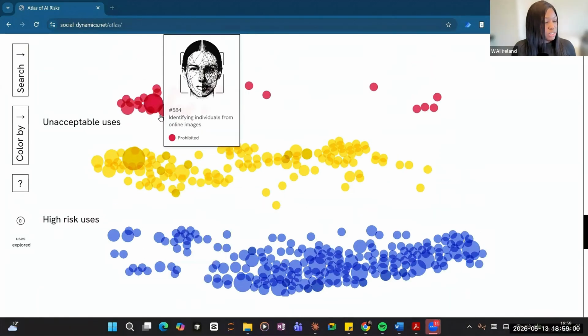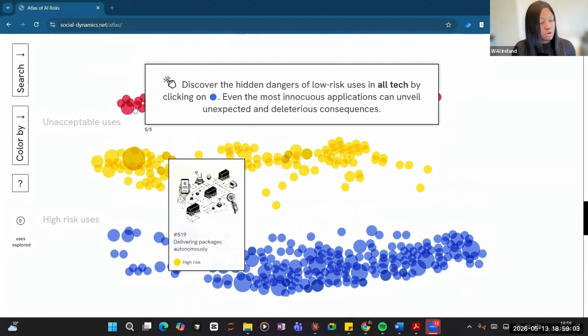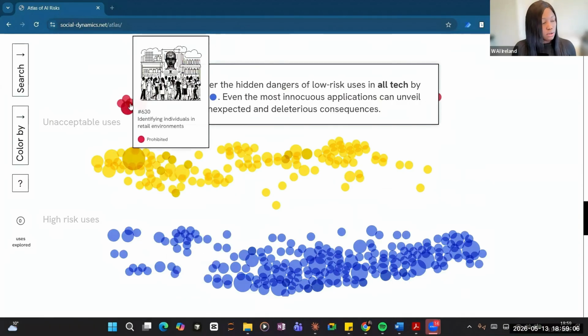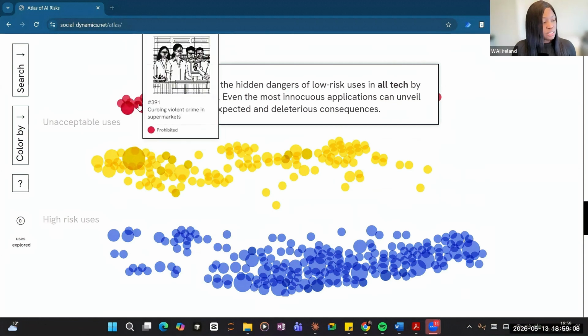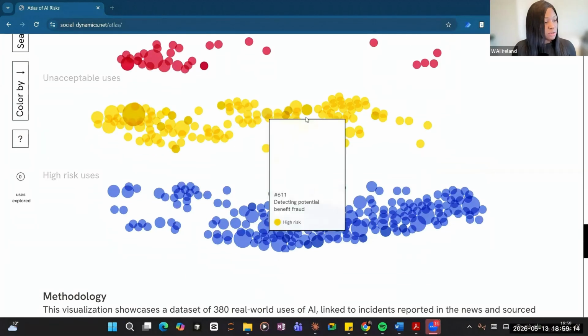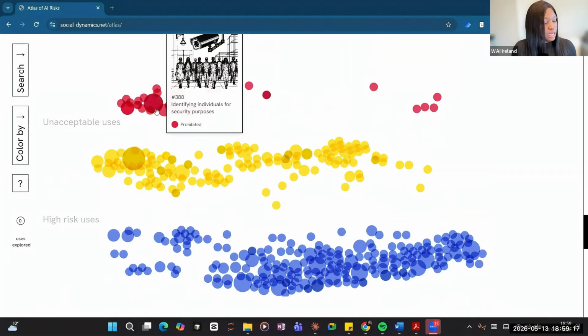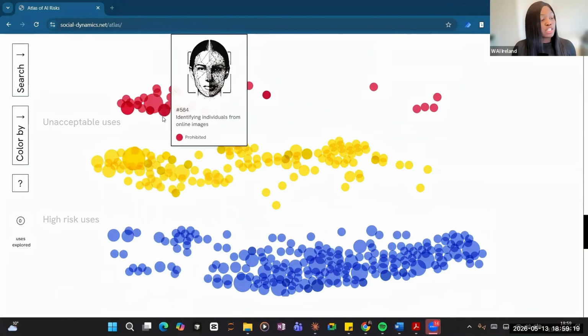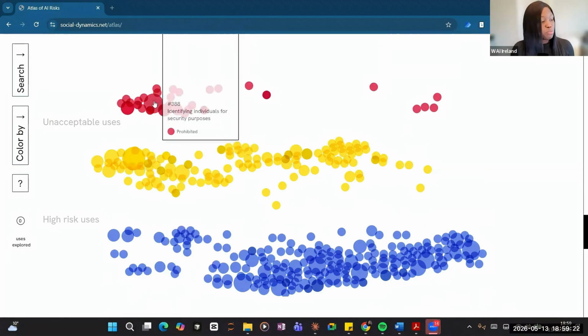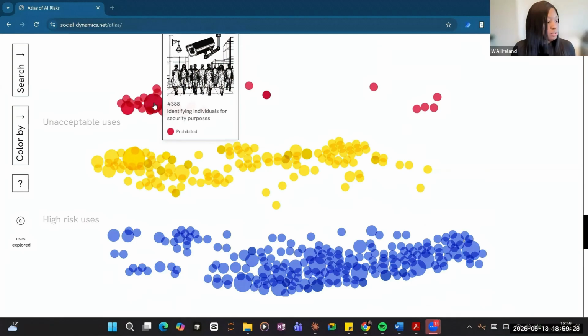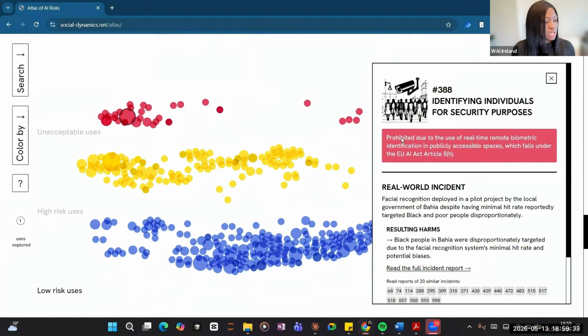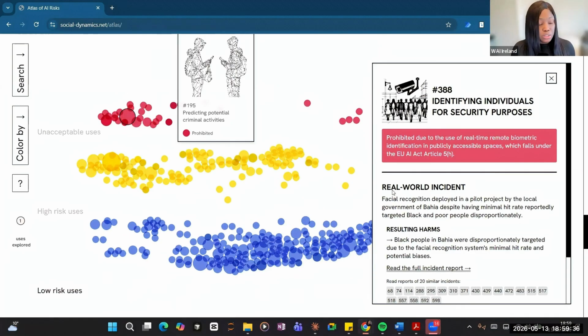High risk, I think, will have to do a lot with facial recognition systems. So things like this, right? And the size of the circle will also tell you the number of incidents that have been reported. So the bigger circles mean more cases of these have happened, so you can see here, identifying individuals for security purposes. You can also click in and get more details about the incidents, when it happened, where it happened.